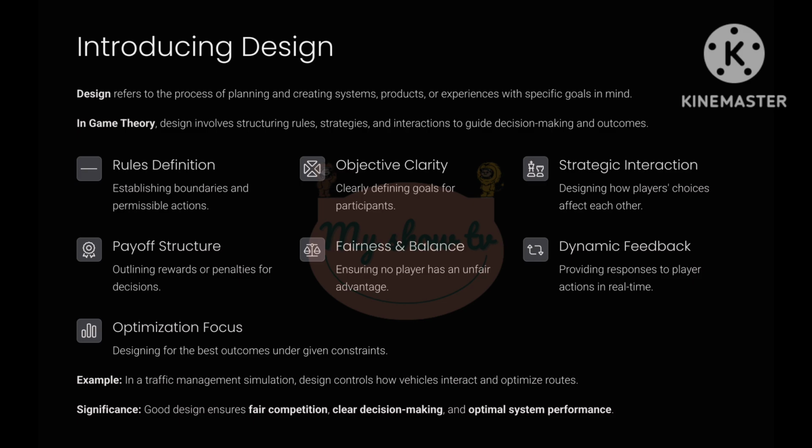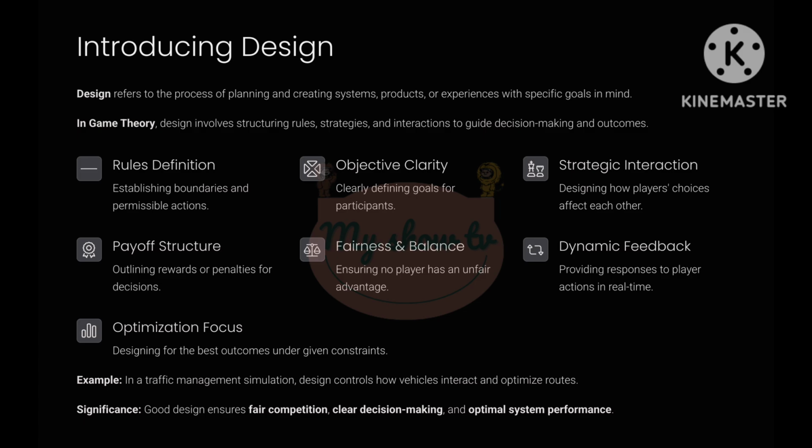5. Fairness and balance. A well-designed system ensures fairness, where no participant has an overwhelming advantage. In a network security simulation, balanced design means that both defenders and attackers have fair opportunities to succeed. 6. Dynamic feedback. This refers to providing real-time responses to player actions. For example, in a supply chain simulation, adjusting delivery routes in response to demand reflects dynamic feedback.